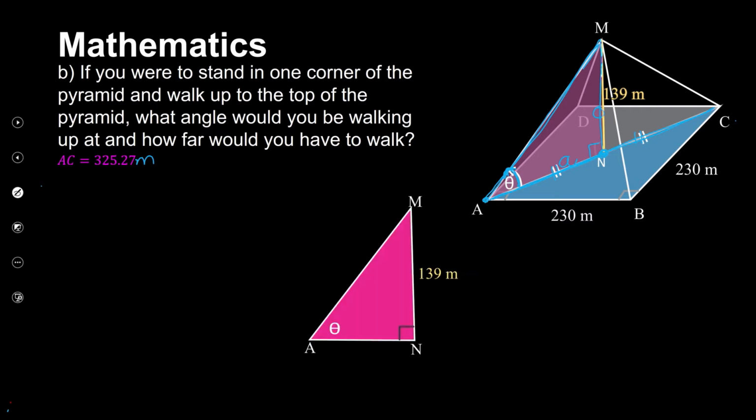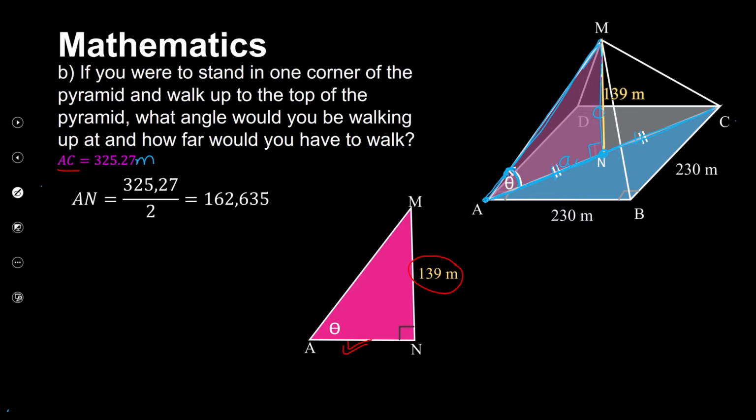Okay, so here's our triangle. And remember, we have this height that's 139 meters. So we're going to calculate AN first. Remember, we said AN is going to be half of AC that we found earlier, and AC was 325.27 meters. We're going to divide that by 2, and now we have our value for AN. So AN is approximately 162 meters.